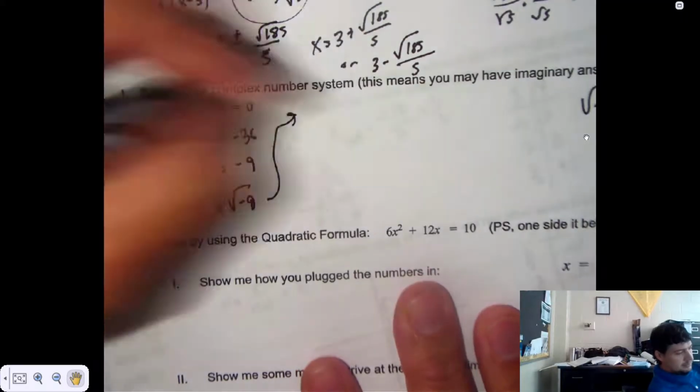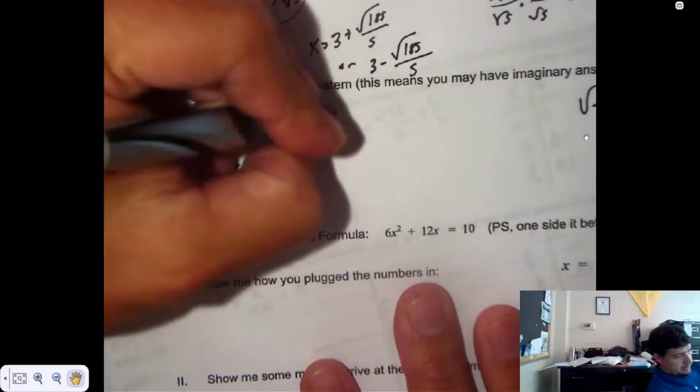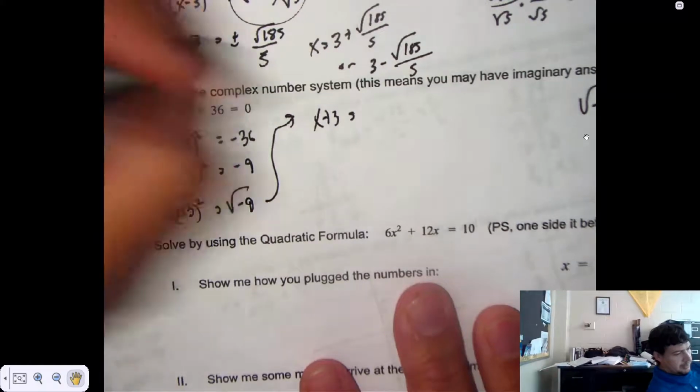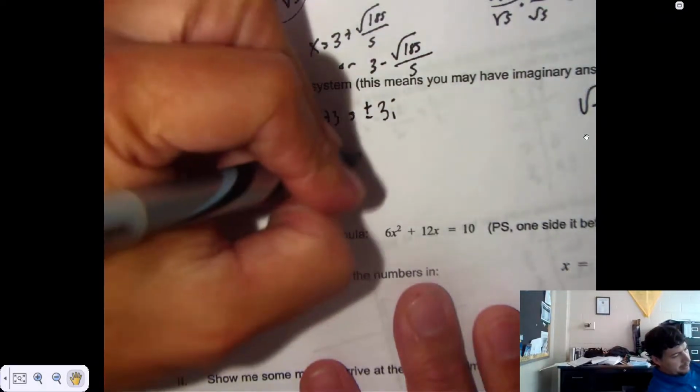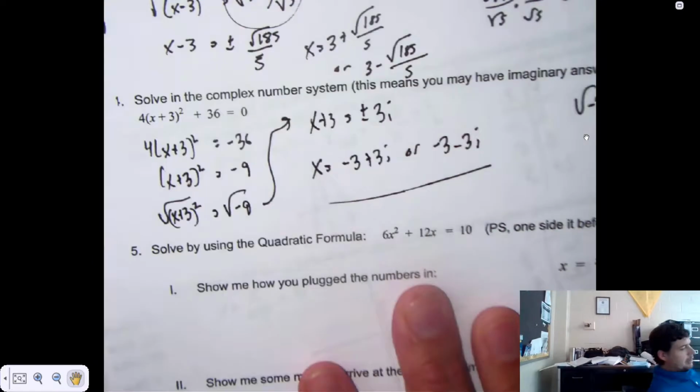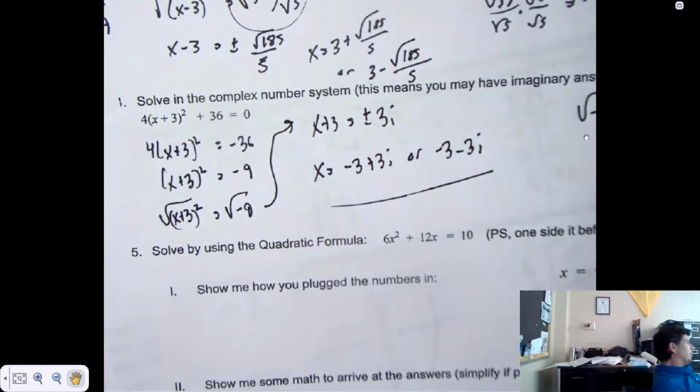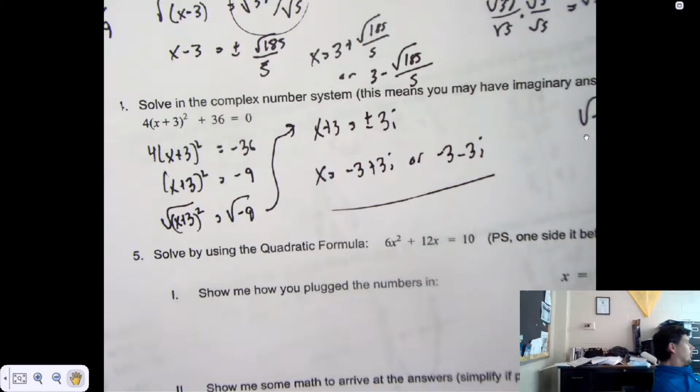So, what's the left-hand side become? X plus 3 equal to plus or minus 3i. Then you take away 3 and you're done with this thing. X equals negative 3 plus 3i or negative 3 minus 3i. Notice I'm writing out both answers every time? You should too. I want you to write both answers distinctively, separately. I've been doing it every time, haven't I?